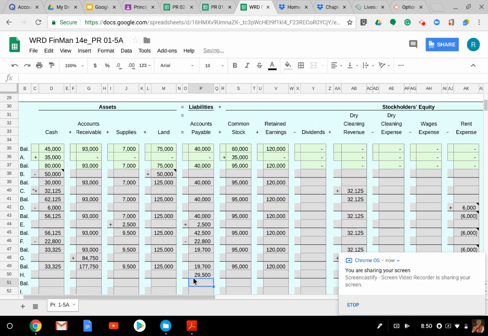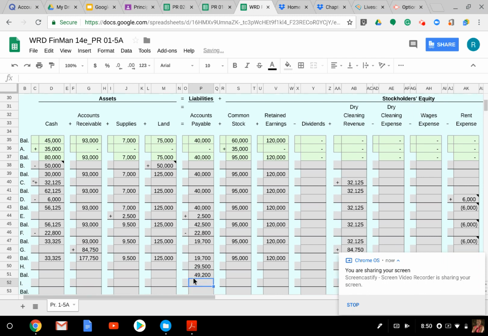So we already owed $19,700. Now we're adding $29,500. So this gives us a total of $49,200, so that you know your total debt. Again, bring your balances down because none of these accounts were affected.